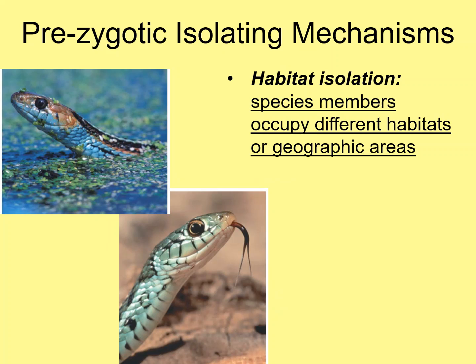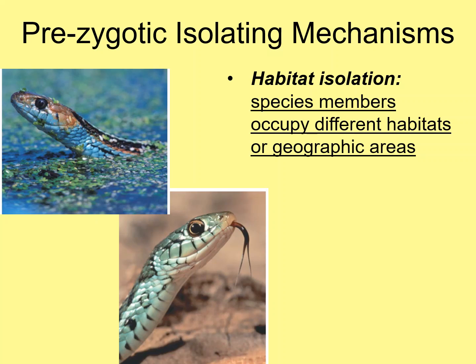So there are several different types of prezygotic isolating mechanisms. One of them is what's known as habitat isolation. With this isolating mechanism, the two different species are often present in adjacent geographic areas, or they're present in the same general area, but they're occupying different microhabitats within that general area, such that they don't have an occasion to essentially interact with each other.